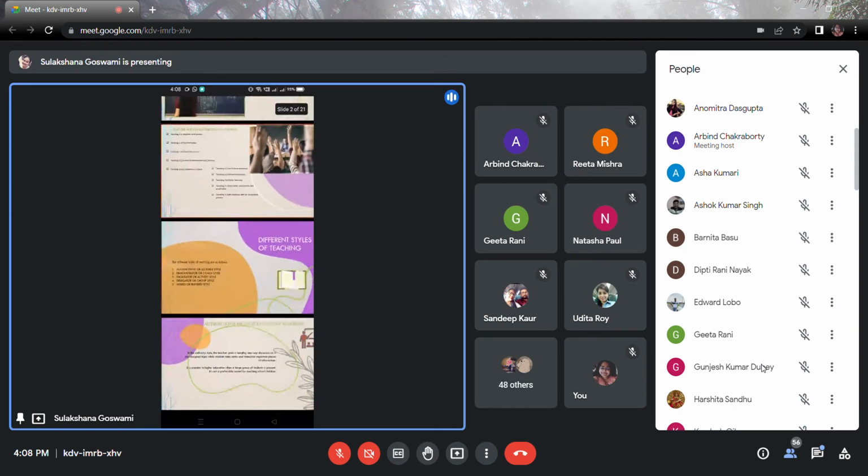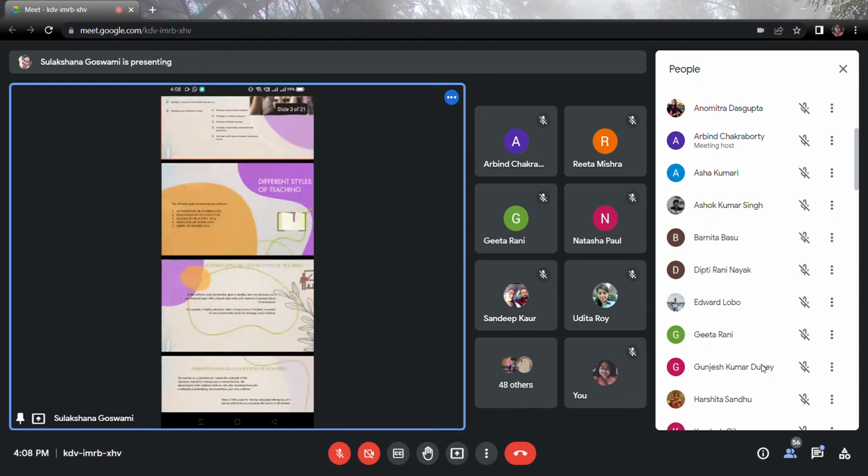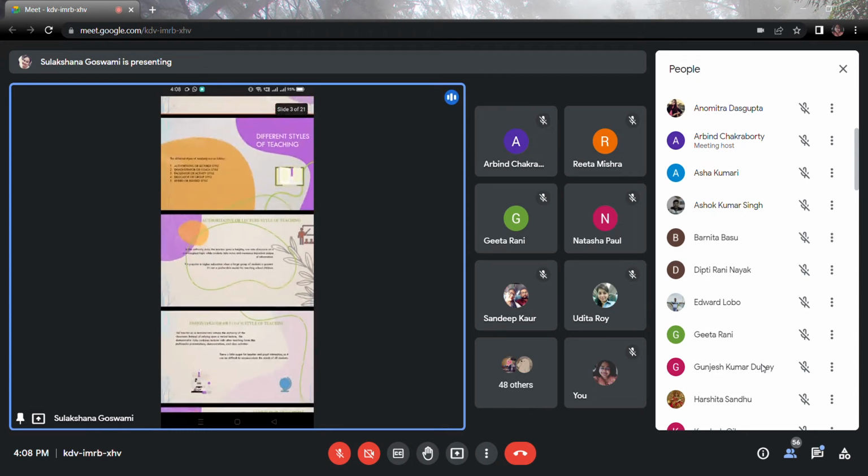Different styles of teaching. The different styles of teaching are: first, authoritative or lecture style. Next is demonstrator or coach style. Third, facilitator or activity style. Fourth, delegator or group style. Fifth, hybrid or blended style. So let's know more about the authoritative or lecture style of teaching.